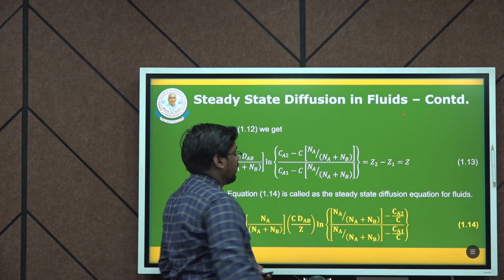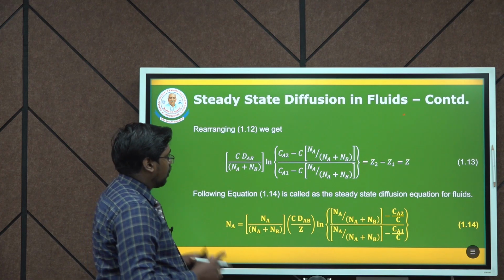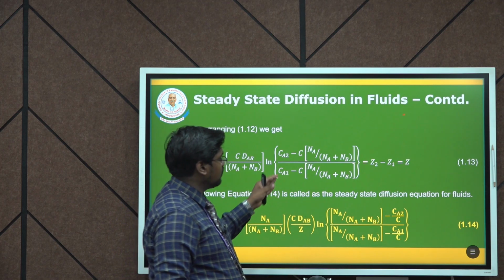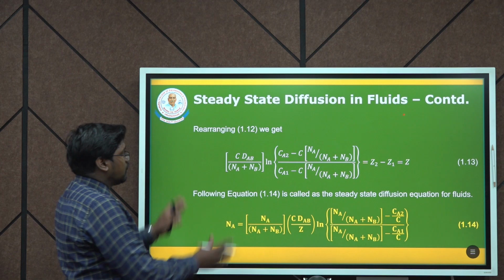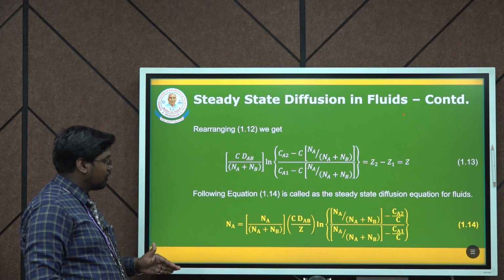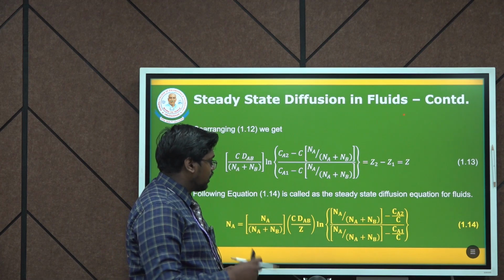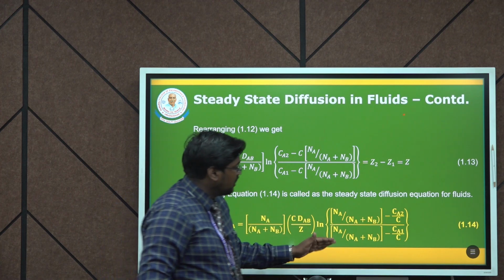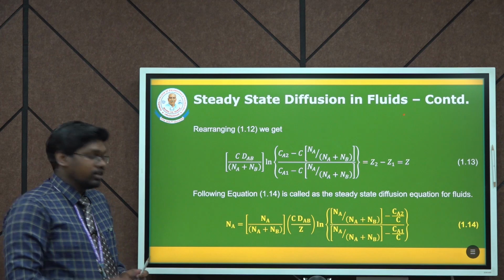Rearranging again after integrating, we get C DAB divided by Na plus Nb into ln of Ca2 minus C into Na divided by Na plus Nb, divided by Ca1 minus C into Na divided by Na plus Nb, which is equal to Z2 minus Z1, which is equal to Z. Rearranging this again by multiplying by Na on both sides, we get the equation Na is equal to Na divided by Na plus Nb into C DAB divided by Z into ln of Na divided by Na plus Nb minus Ca2 by C, divided by Na divided by Na plus Nb minus Ca1 by C. This is the steady state diffusion equation for fluids.